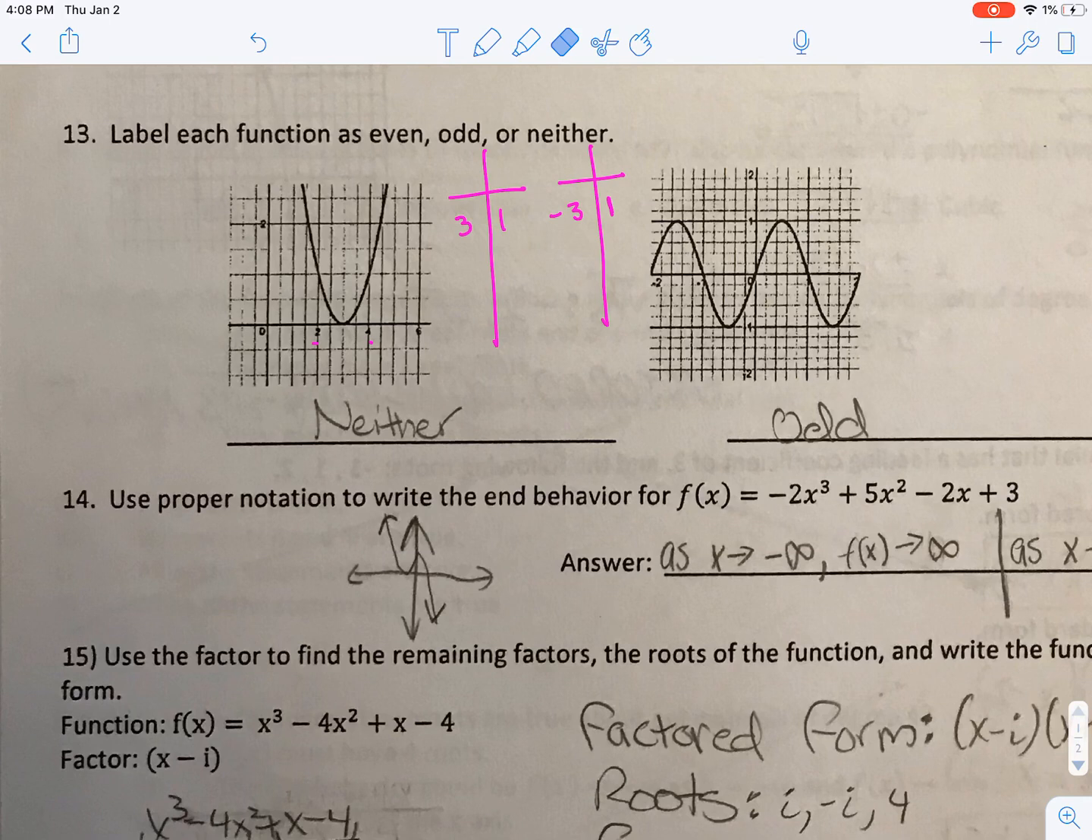And then when I look over here at this one, first thing I always look for, if it's nice enough to give me a graph, is if it's symmetrical on the y-axis. If it was, this would reflect over to here, and the graph is not right here, okay? So it's not symmetrical on the y-axis, but maybe it's odd. So I plug in some test points, okay?